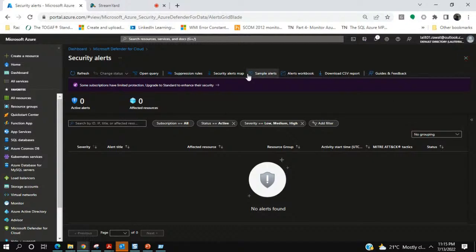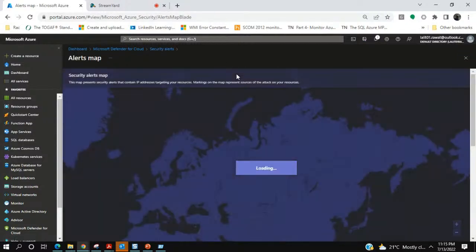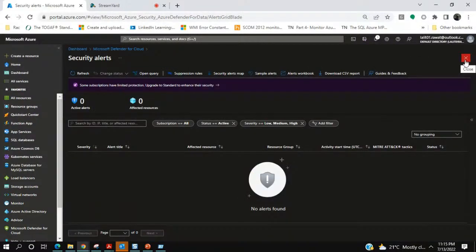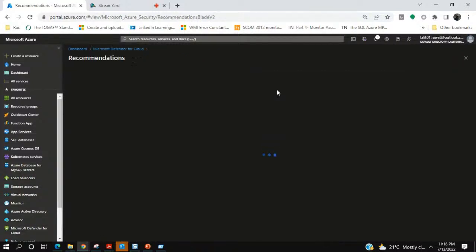In the security alerts map, you will find from which location or which countries someone is trying to attack your resources. You can easily identify it. It also provides the IP addresses targeting the resources, and it will show you on your map.